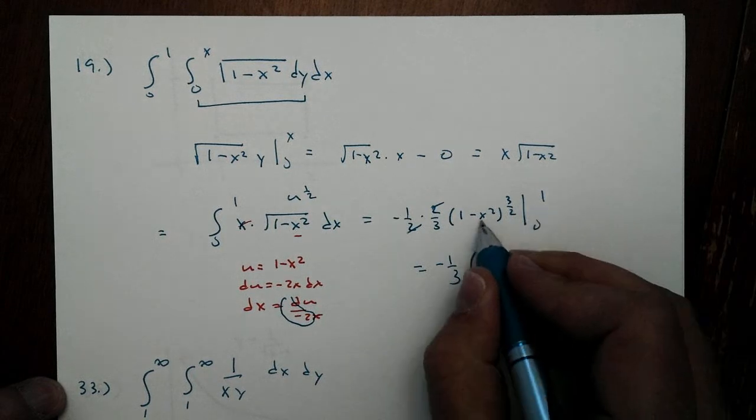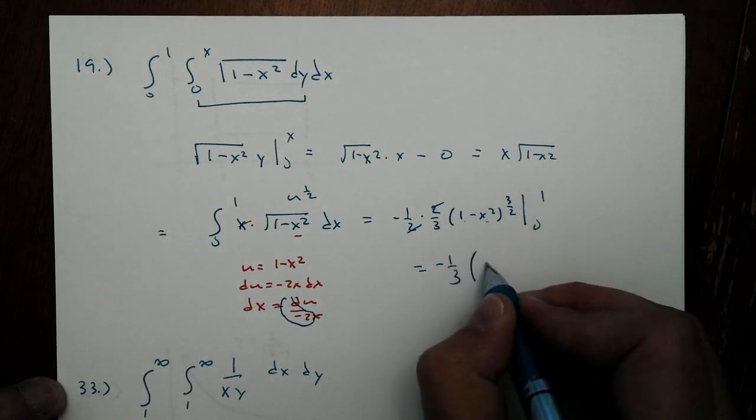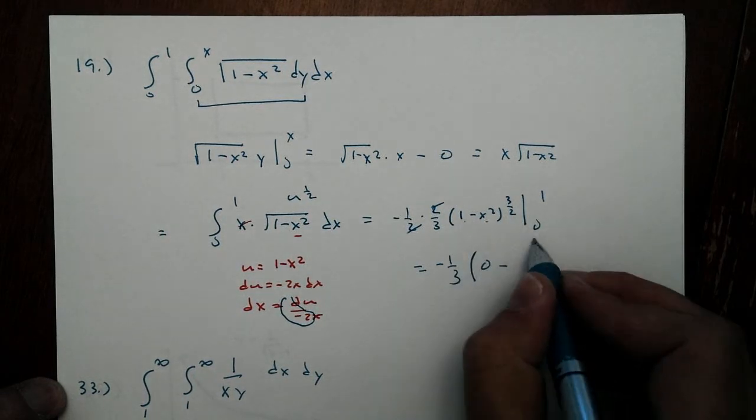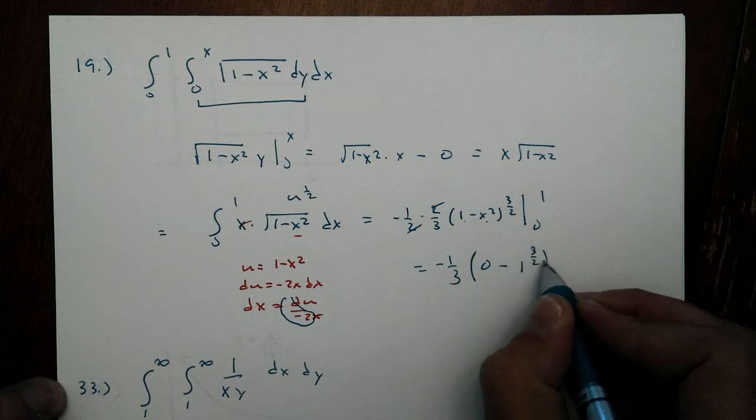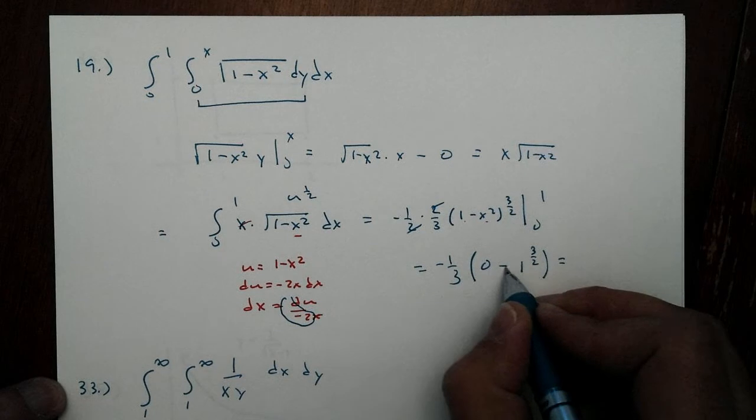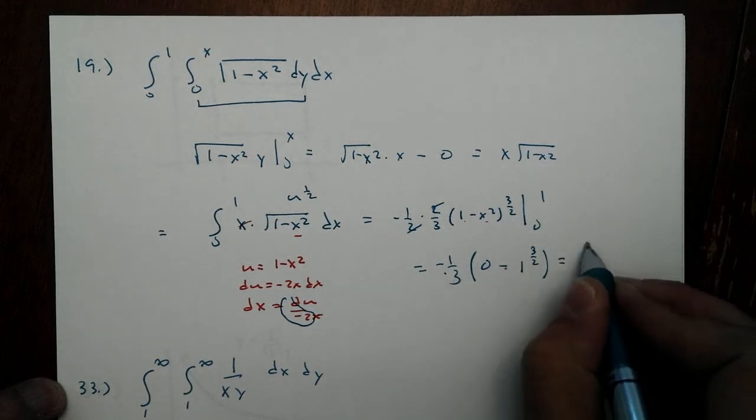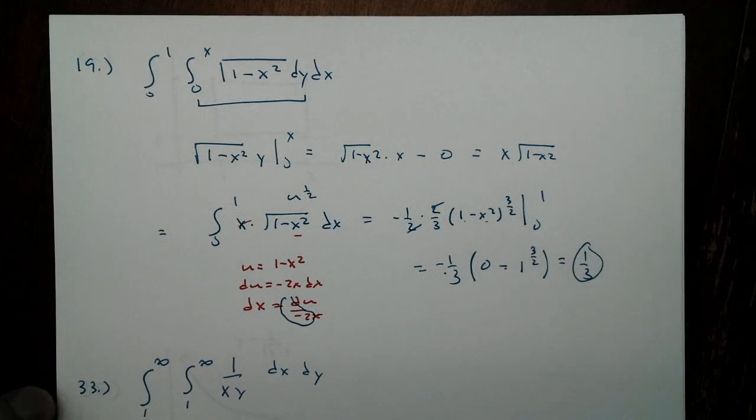And if I put in the 1 here, 1 minus 1 is just 0. Minus, plug in 0, and we get 1 to the 3/2, which is just 1. And what are we left with? A negative times a negative, positive 1/3 right there.